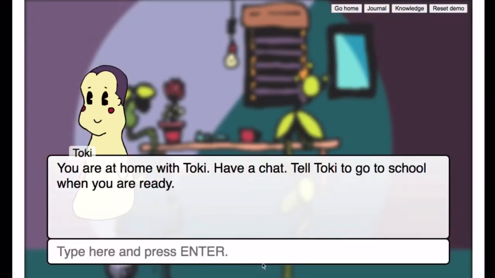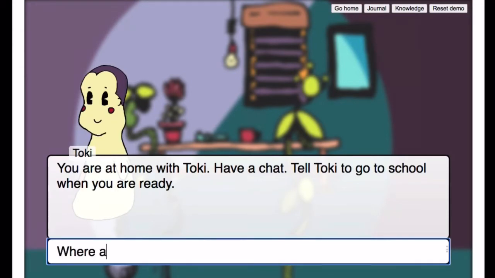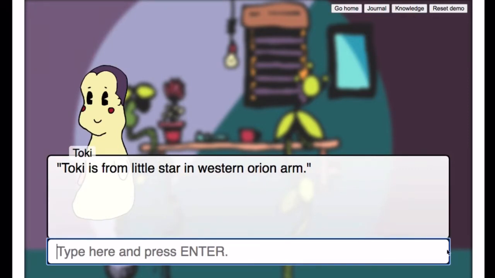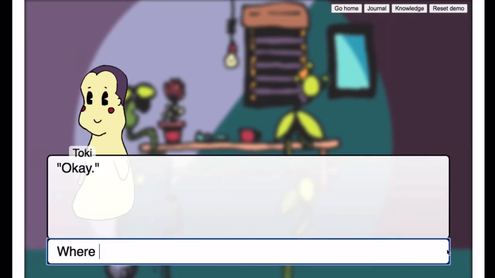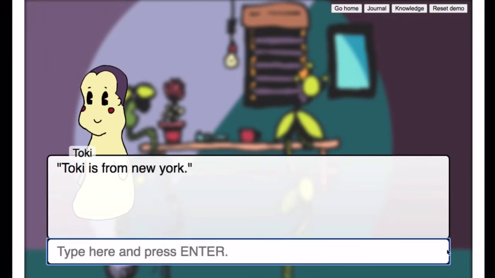And so now we have a clue. Where are you from? Toki is from Little Star in Western Orion Arm. That will not do. Let's say you are from New York. Where are you from? Toki is from New York. Very good. Okay, let's retry this day. Go to school.